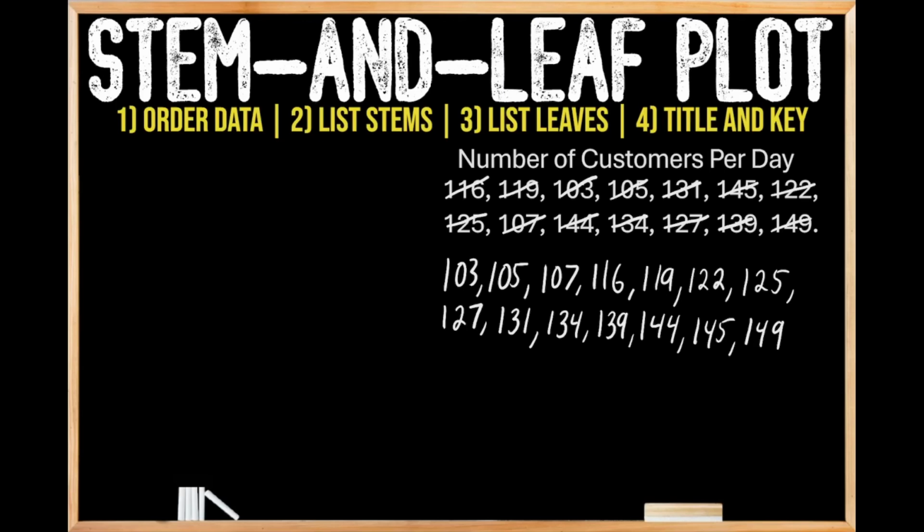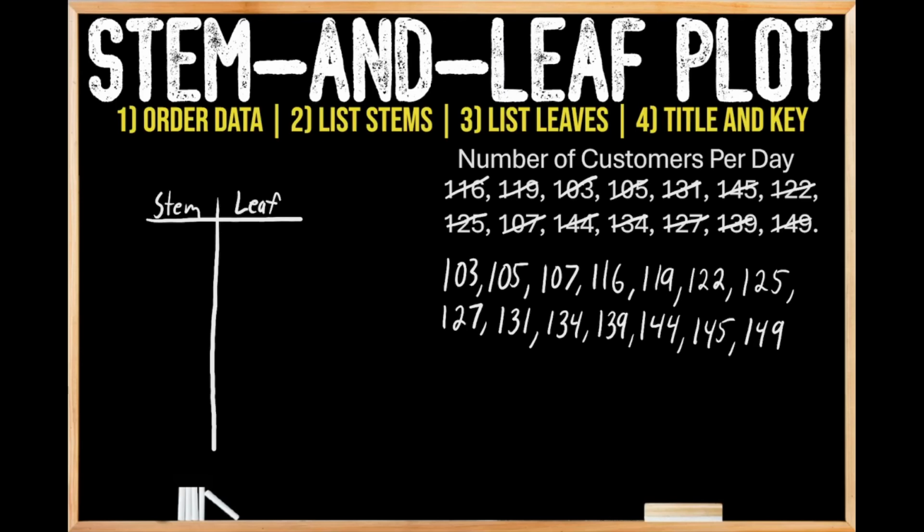So now that we've ordered our data from least to greatest, we're ready to go ahead and actually start creating our stem and leaf plot. So over on the left-hand side here, we're going to create our T-chart. And on the left-hand side of this T-chart, we're going to have our stem. And on the right-hand side, we're going to have our leaf.